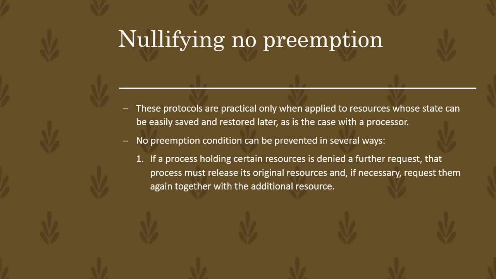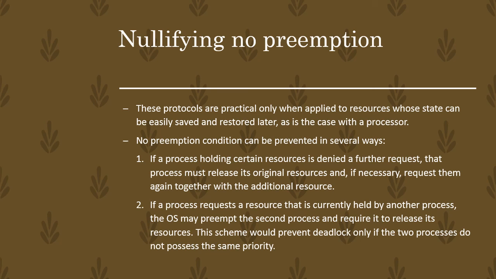1. If a process holding certain resources is denied a further request, that process must release its original resources and, if necessary, request them again together with the additional resource. A process asks for resource A, it's free, so it is granted. It asks for resource B, it's free, so it is granted. It asks for resource C, but resource C is not free, so this process has to relinquish resource A and resource B. Now, if it only needs resource C, it will make the request for resource C only. If it needs all three of them, it will make a request for all three of them again.